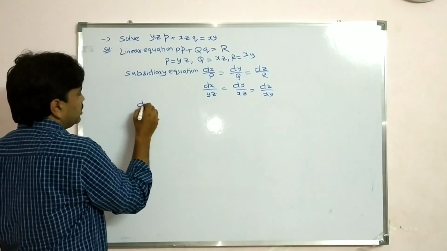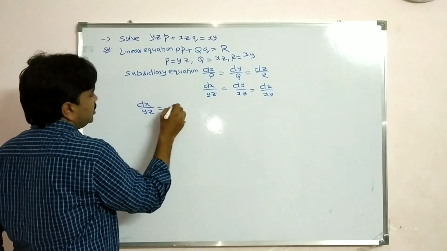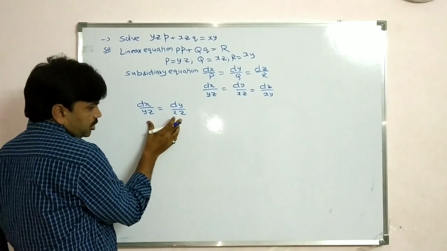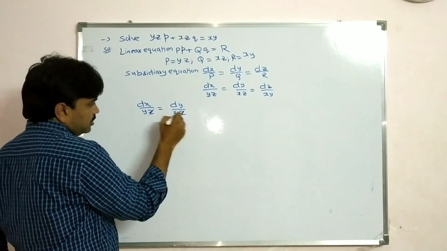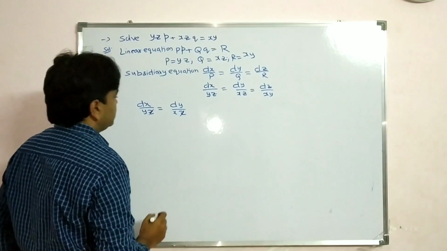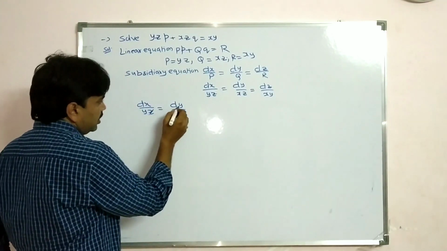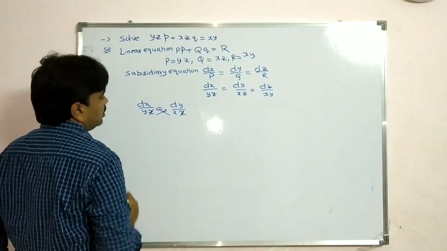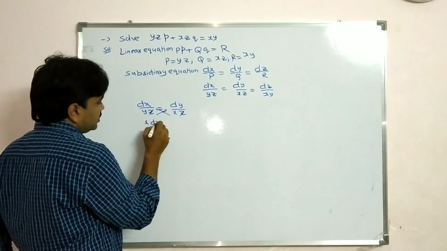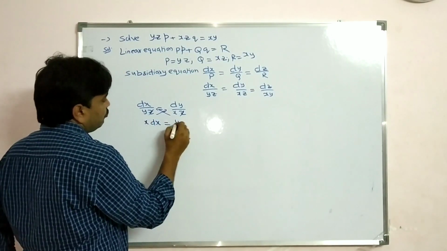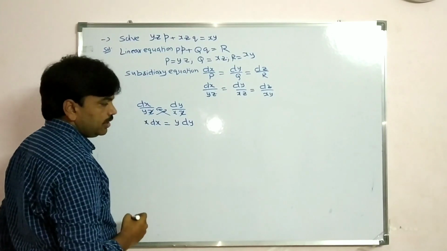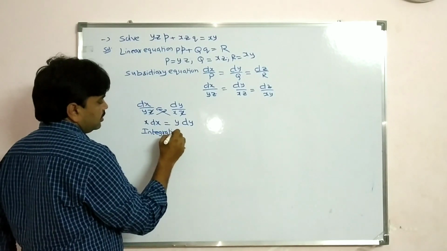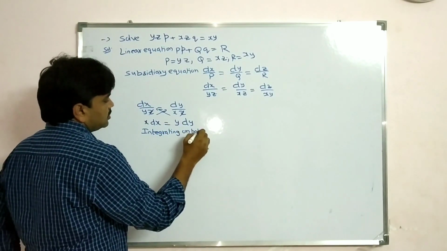So dx by yz is equal to dy by xz. Now you observe the denominator, students. Z cancels. Now here you have dx by y, students, and dy by x. Now you cross multiply. We get x dx is equal to y dy. Now integrating on both sides.